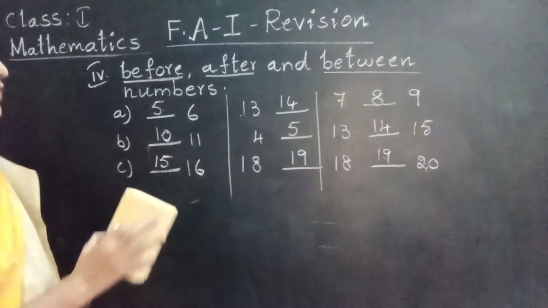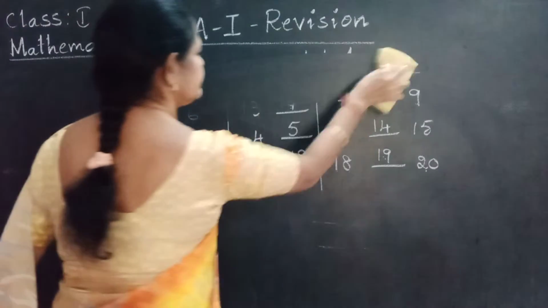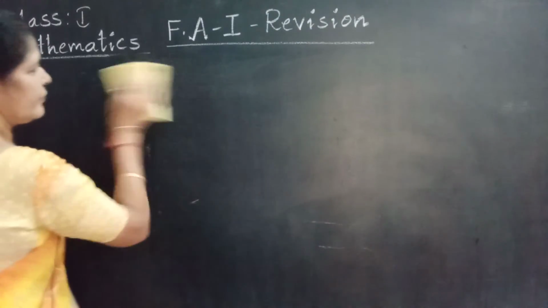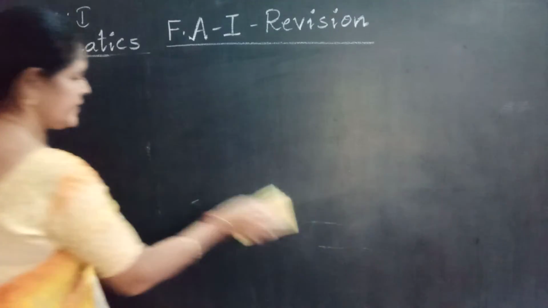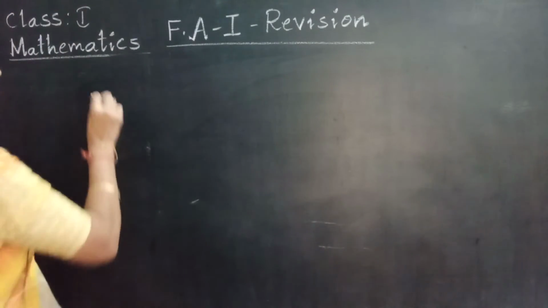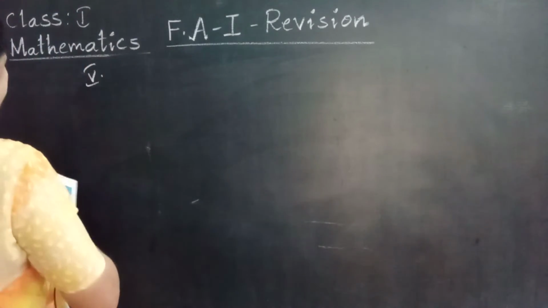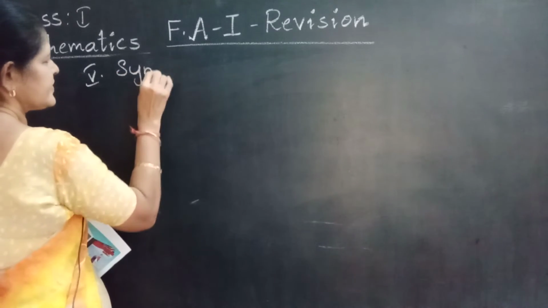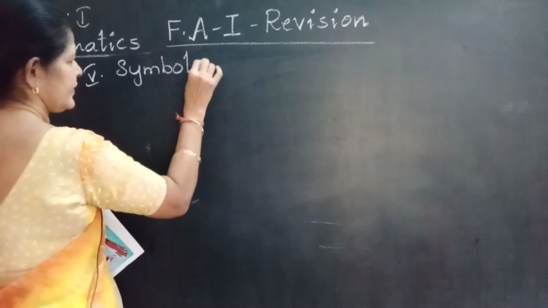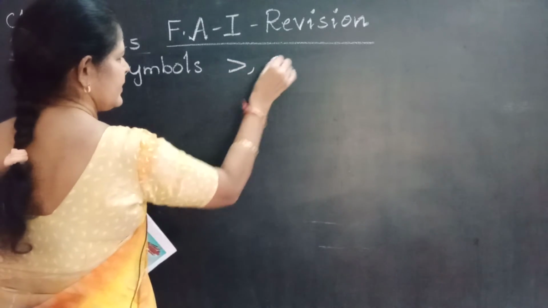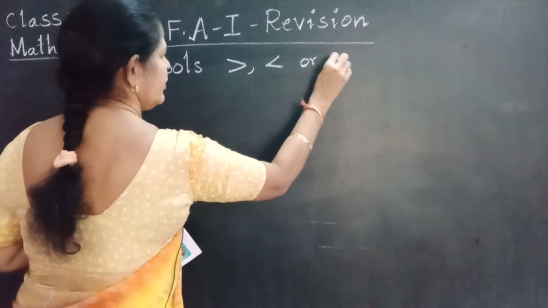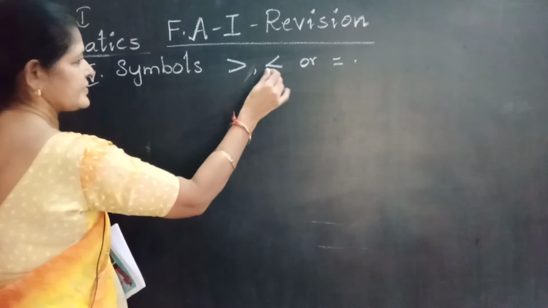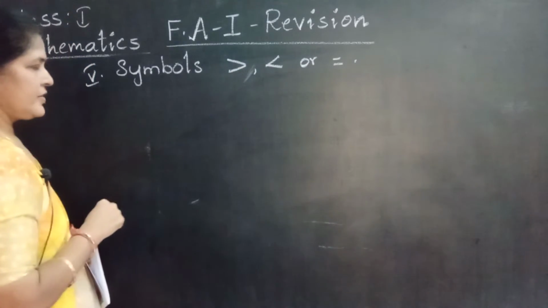Can I go to the next one? Okay, fifth Roman. Fifth Roman. FA1 division. You write all these in your homework book. Symbols. Put the symbol greater than, less than or equal to.